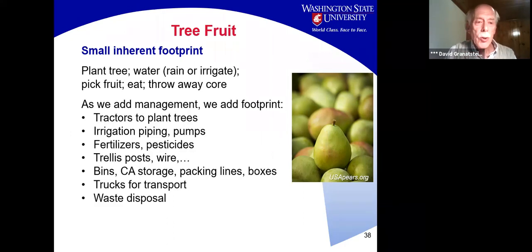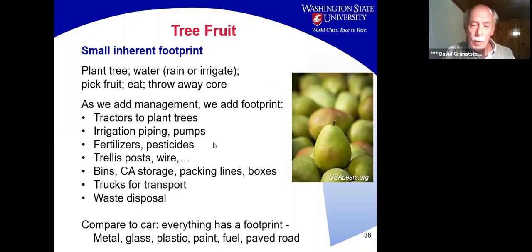But as soon as we start to add management, we add footprint. So all these things on this list, these all add footprint to the system. They're all part of the management we're doing as we scale things up and try to commercialize it. So that's a real challenge for us. How do we balance the need to produce, to have commercial systems, and yet try to minimize the impact? And I think, compared to something like a car, agriculture is in relatively good shape, but using this life cycle assessment or these footprint tools can help us at least understand if we're moving in the direction we want as we make some of these agroecology changes.